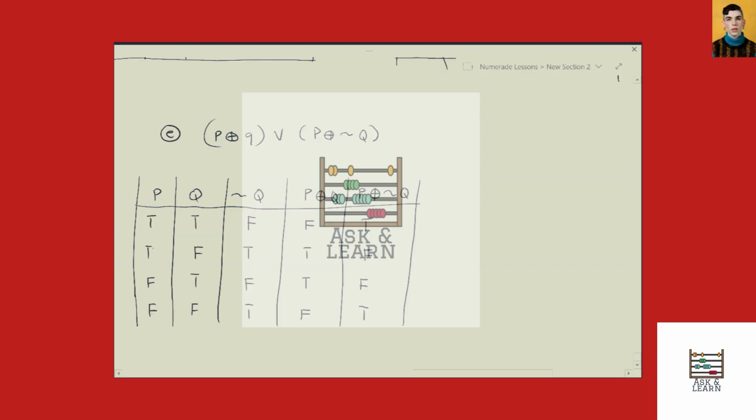Okay, so now we are looking at the and. The and is like that, it is only true when both of the arguments are true. So now we have this as that, and we have this as that. Okay, so we are looking at this column and that column.